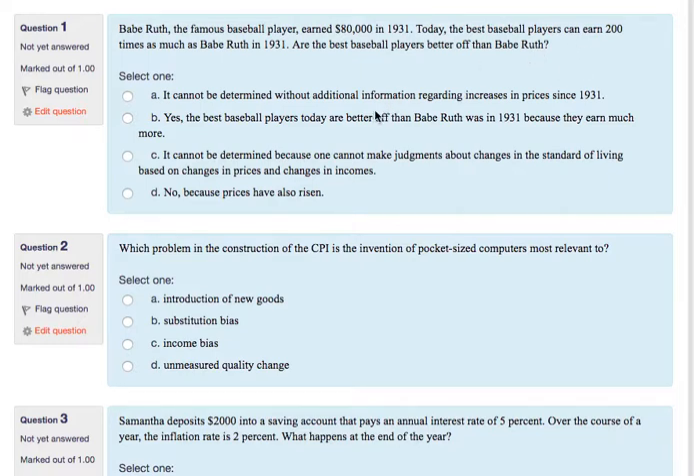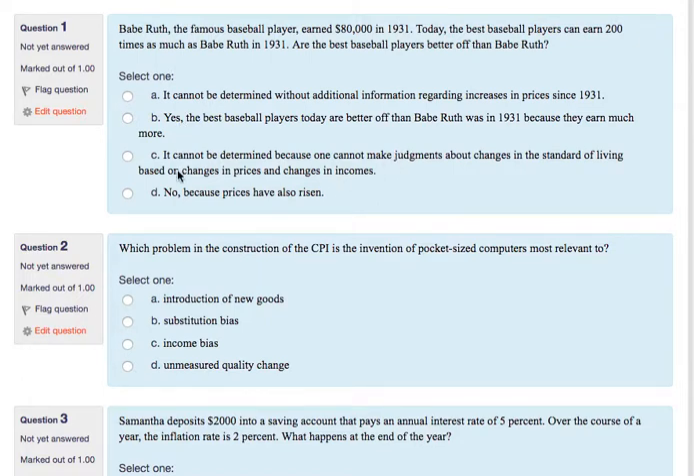Well, to answer this question, if these people are earning 200 times what Babe Ruth is earning, what you have to be interested in to know if you're better off is how much Babe Ruth was able to afford with $80,000: how many cars, how much food, how many houses, and so on, versus the people that are now earning 200 times that amount. We don't know how the cost of living has changed over this time period. Has it gone up 200 times? Has it gone up less than 200 times? There's a lot of information missing.